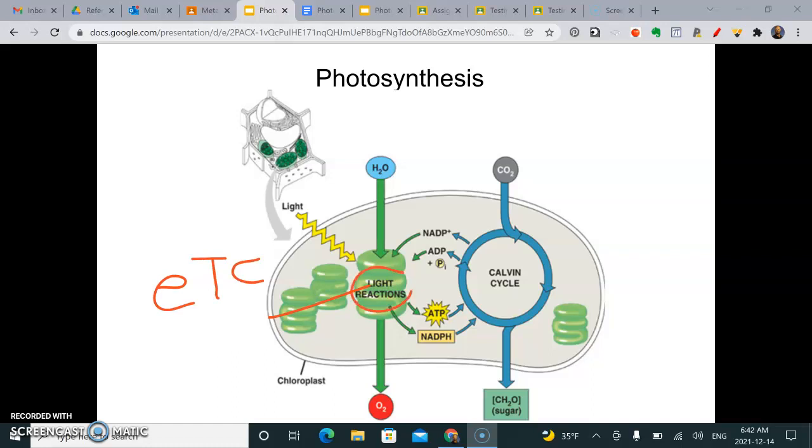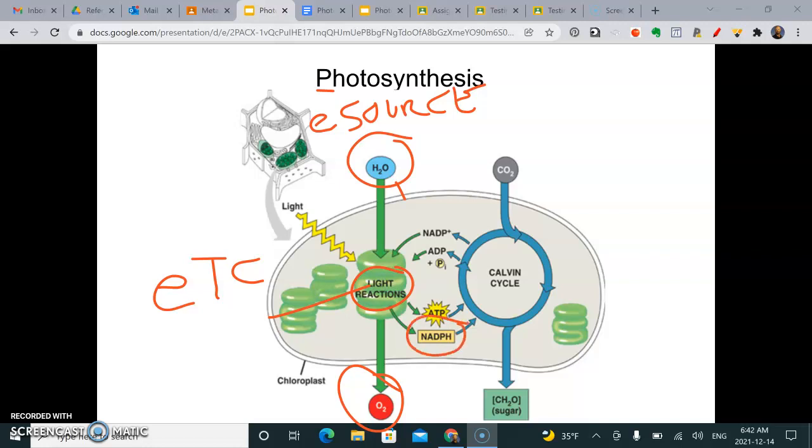These are called the light reactions. Light energy frees electrons from water. So remember, in cellular respiration, water was the ultimate destination of electrons. Here, it's the source of electrons. And the waste product is the oxygen that's left over. The plant gives that off. The electrons move through the electron transport chain, generating a proton gradient, and then the electrons end up in an electron carrier called NADPH.